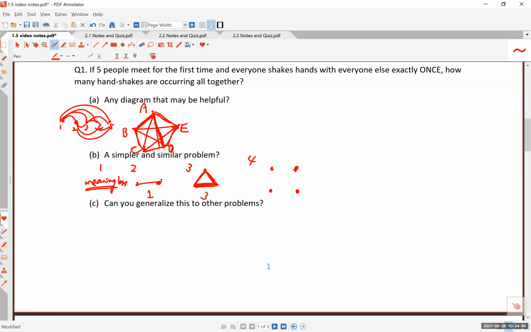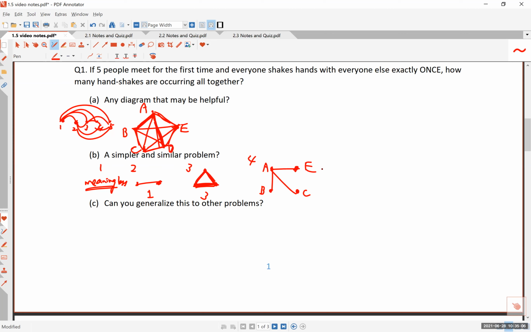If you have two people, you need one handshake between those two. If you have three people, there need to be three handshakes. And for 4, what is the answer? Well, A has to shake hands with B, C, and D. I am calling these A, B, C, D in this way.